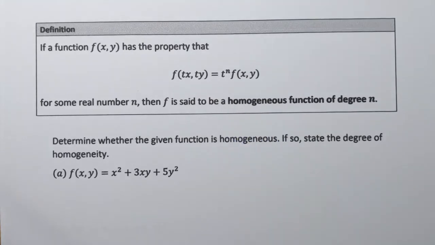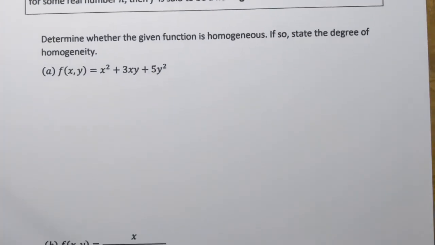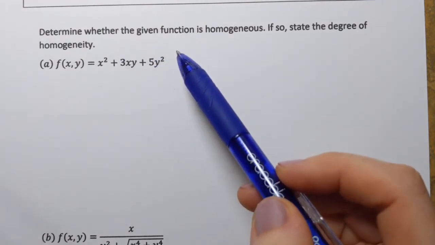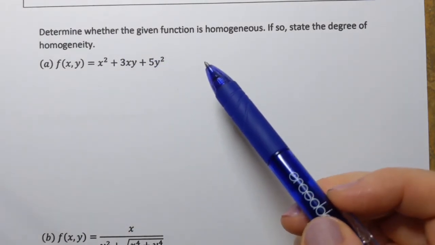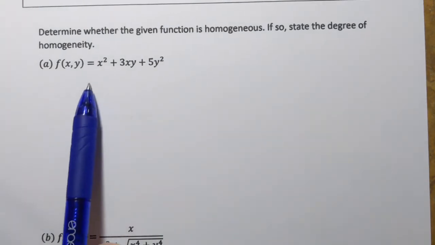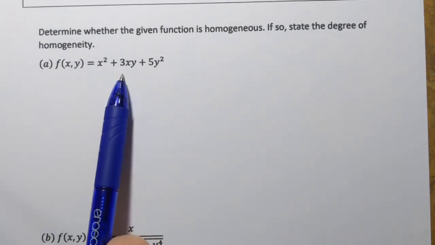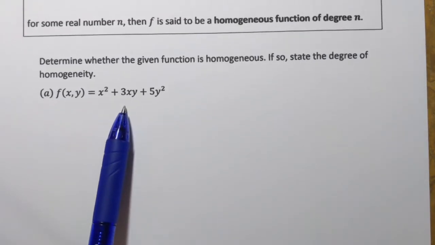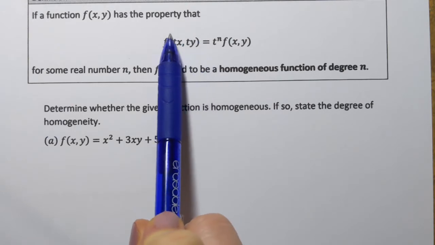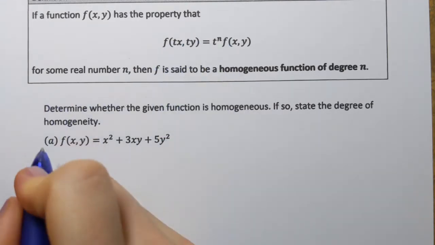But let's do just a few examples. For all the examples that we're going to see, we'll have to determine whether the given function is homogeneous. And if it is, then we need to state the degree of homogeneity. And that's our first example. We're given this function, and to check if it's homogeneous, we start by, and I'm following the definition here, obtaining f of tx, ty.